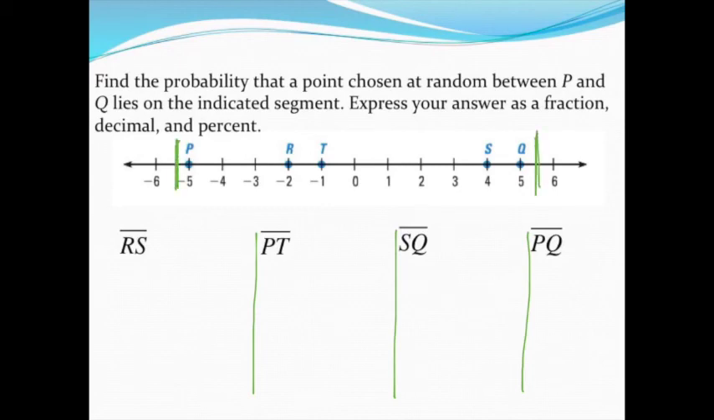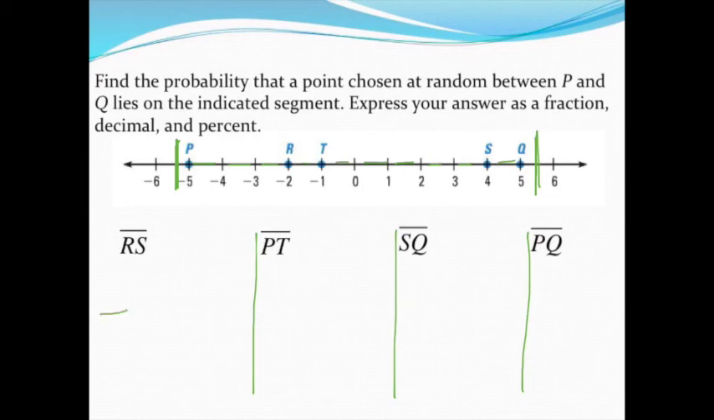Now you want to make sure you count spaces, and I don't care if the number line goes by ones like it does in this case, or twos or fives. Just count spaces. It doesn't matter what the number line goes by. So counting spaces between P and Q, let's get that total number first. I get 1, 2, 3, 4, 5, 6, 7, 8, 9, 10 spaces between P and Q.